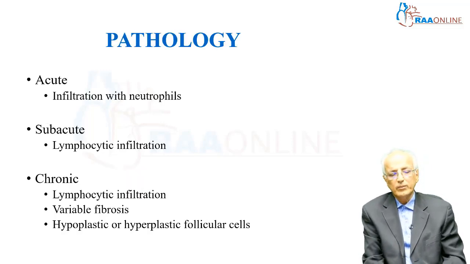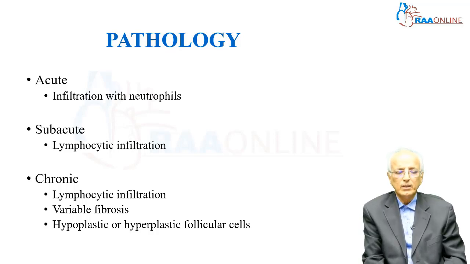Regarding the pathology, obviously the acute thyroiditis is caused by infiltration of neutrophils. Subacute shows lymphocytic infiltration, classically in viral disease. In chronic thyroiditis, there is lymphocytic infiltration, variable levels of fibrosis, hypo or hyperplastic follicular cells, otherwise called thyroid troughs.